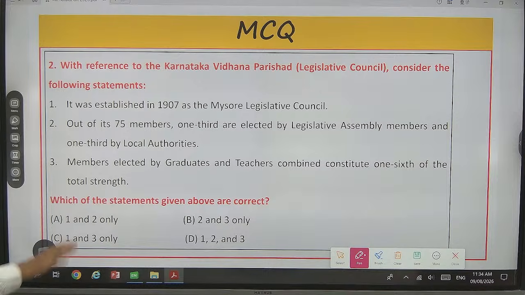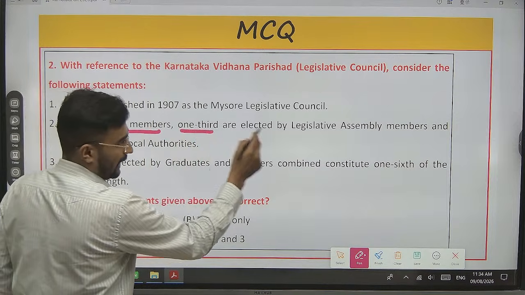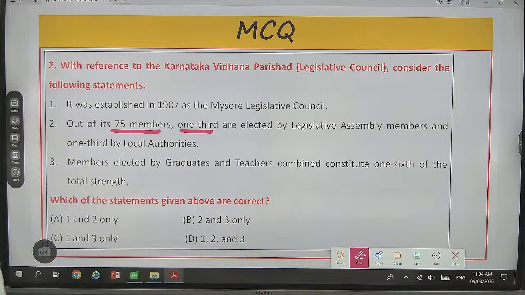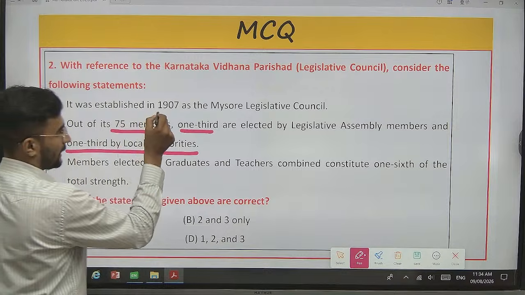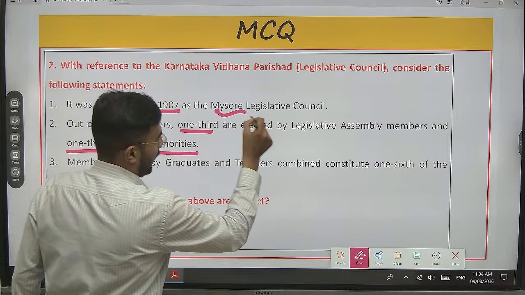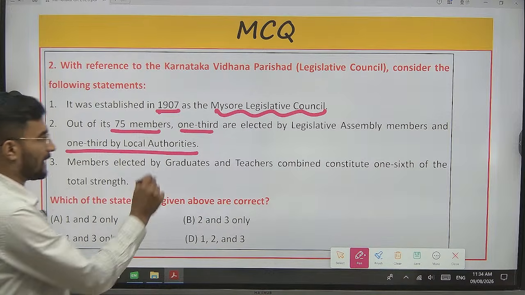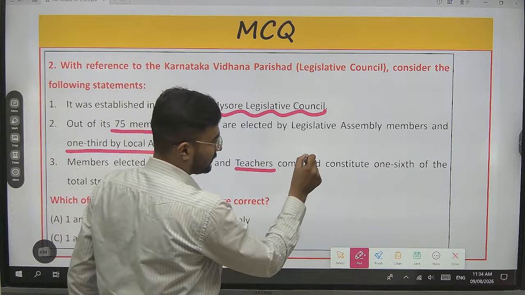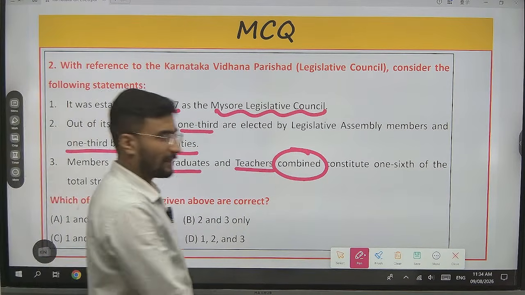It is 75 members. 1/3 are elected by legislative assembly members and 1/3 by local authorities. Second, it was established in the year 1907 as the Mysore Legislative Council. And the third, members are elected by graduates and teachers combined, constituting 1/6.